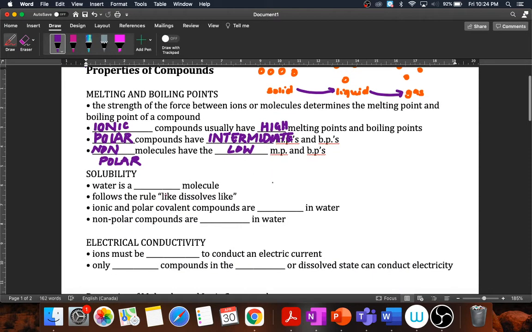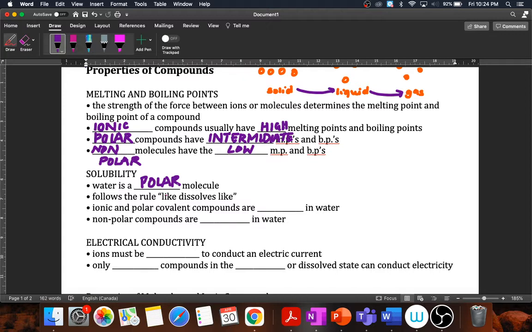Okay, moving on from melting and boiling points, we're going to take a look at solubility, whether or not different compounds are going to be soluble. So water is a good solvent because it is a polar molecule. And not only is it just a polar molecule, it is a polar molecule that is able to undergo hydrogen bonds as well, right? And because of these unique properties, water is an excellent solvent.